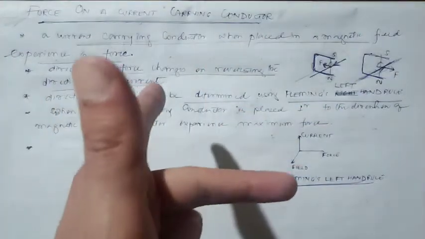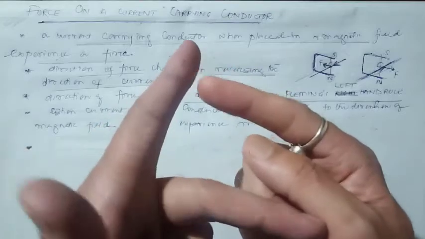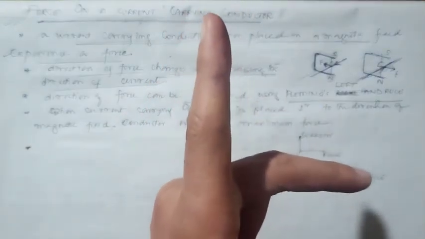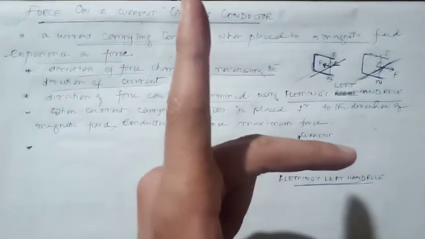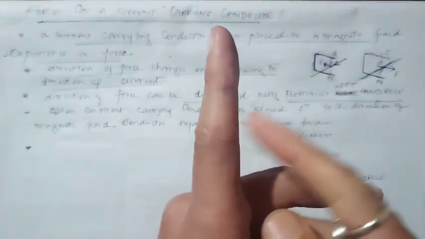So now use Fleming's left hand rule. First you have to adjust these 2 fingers. This finger indicates the magnetic field. What was the direction of the magnetic field? It was this side. This is Fleming's left hand rule, student. Remember, not the right hand. Fleming's left hand rule. So this is the magnetic field's direction. I have adjusted this finger towards the direction of the magnetic field.